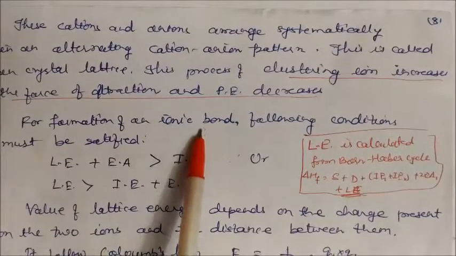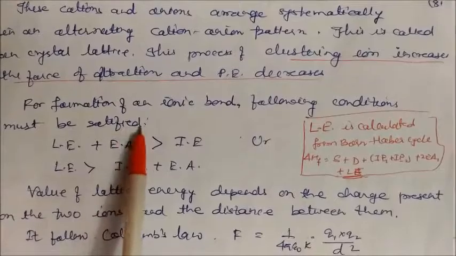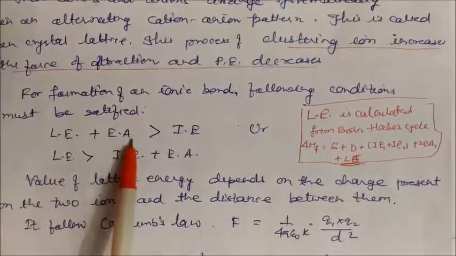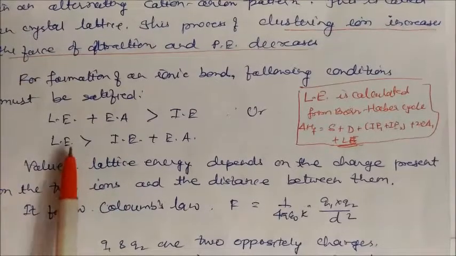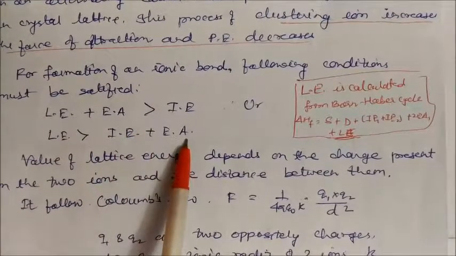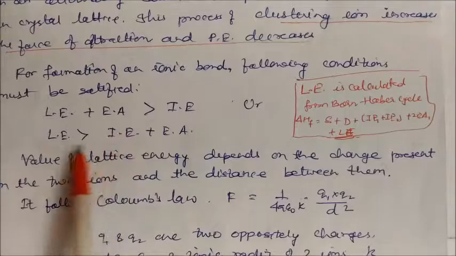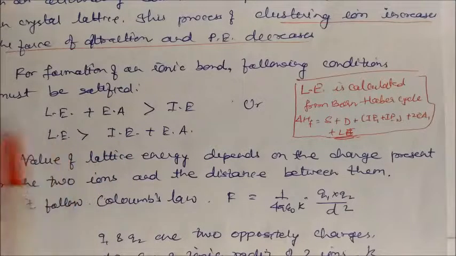For formation of an ionic bond, a condition must be satisfied. Lattice energy plus electron affinity must be greater than ionization energy, or we can say lattice energy must be greater than the ionization energy plus electron affinity. If it is greater than these values, then the compound must have a high lattice energy.